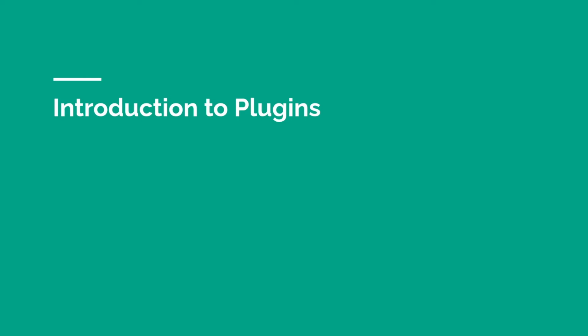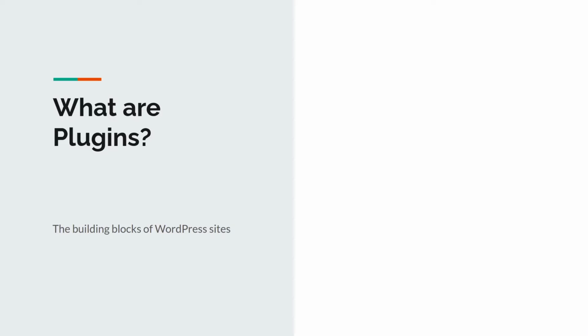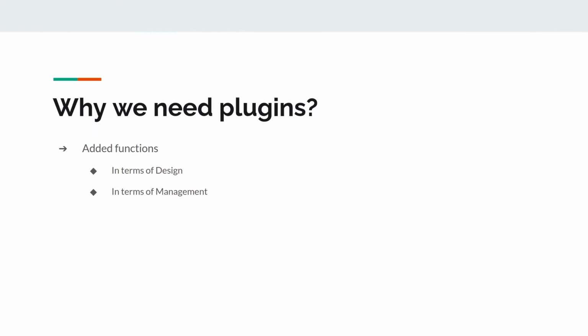Alright, so in this video, we are going to look at the plugins in WordPress. So what are plugins? Plugins are essentially the building blocks of your WordPress sites along with the blocks and patterns in the editor. And there are different kinds of plugins that you can incorporate into your websites for different purposes. Now, why do we need plugins? Since there are also quite a lot of blocks in the editor already, why do we need them at all? The reason is a very obvious one, because we want the added functions that the plugins bring to us.